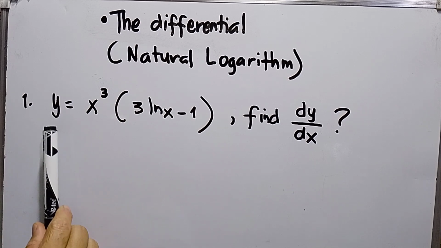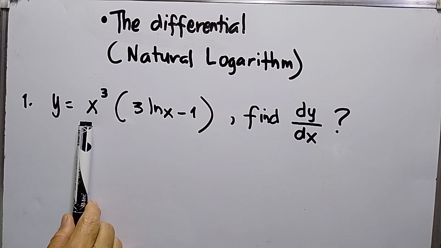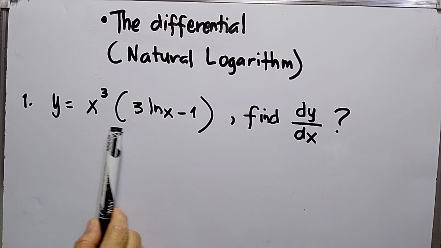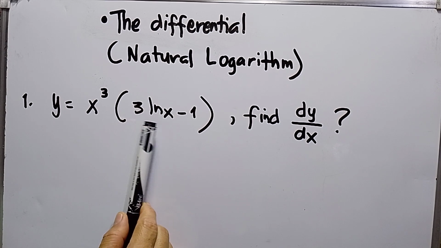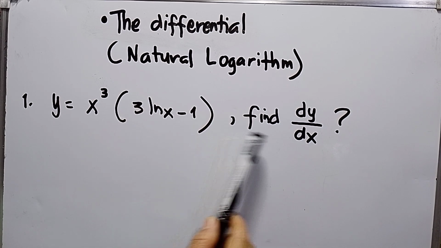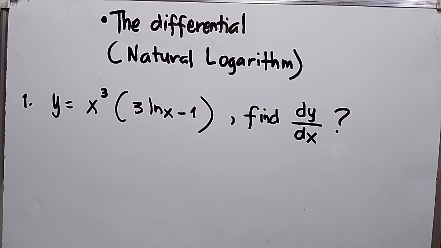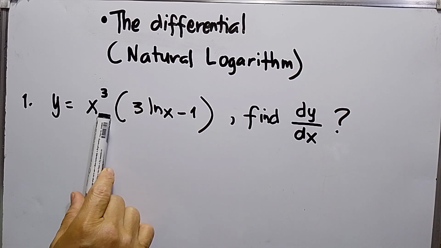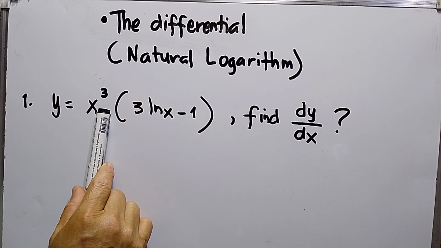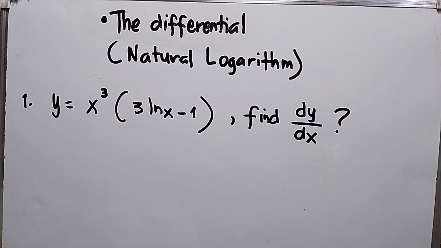So I have here y is equal to x cubed times (3 ln x minus 1). Now the question is to find the first derivative, or find dy over dx. Since this is multiplication, I need to perform the product rule.